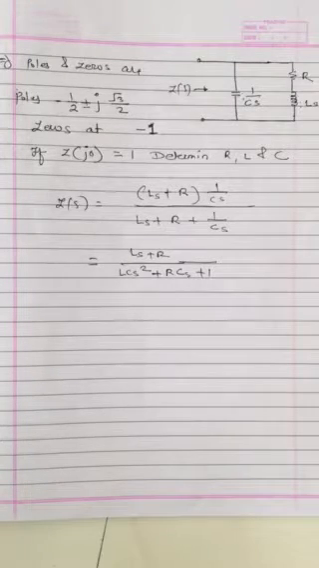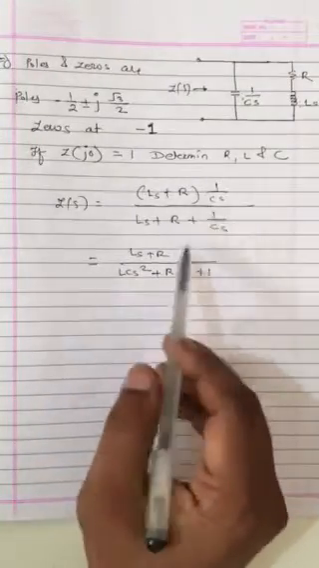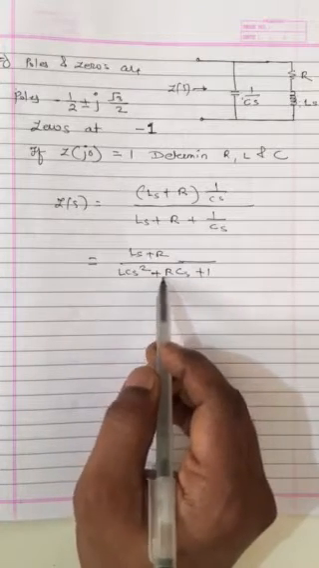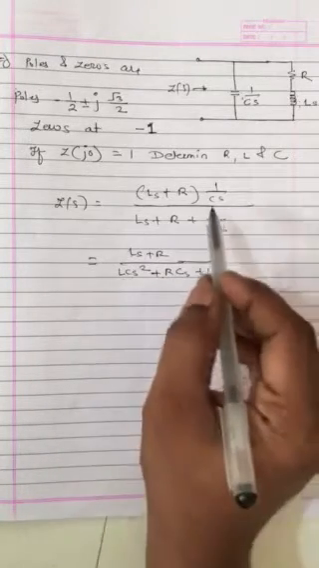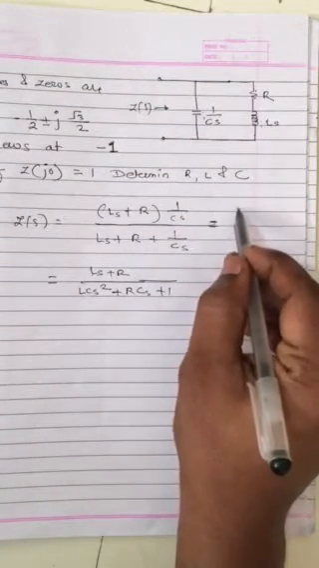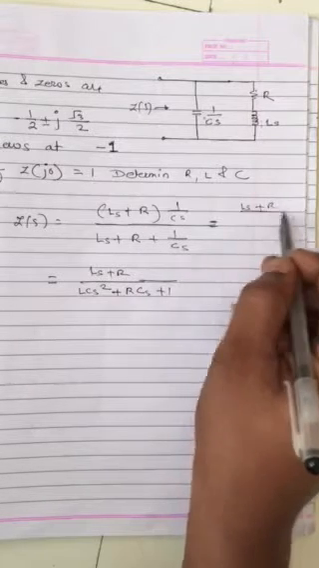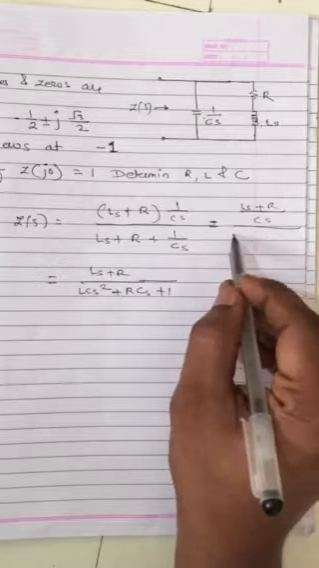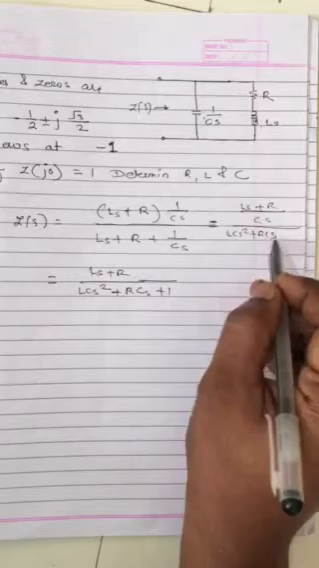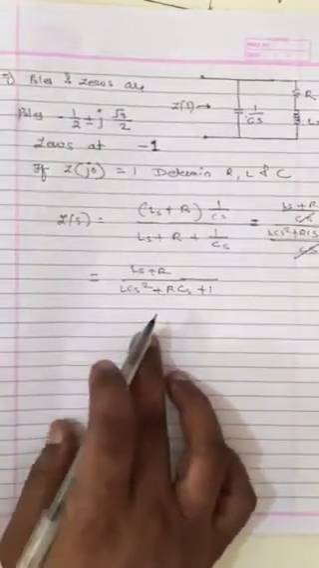Okay, so in continuation of the previous video, Z(s) is, after multiplying each term, (Ls + R) upon (LCs² + RCs + 1). Now I equate the denominator. If you want to see, I can show it like this: (Ls + R) upon Cs, and the denominator becomes (LCs² + RCs + 1) upon Cs, right? Cs will get cancelled and I will get this particular term.